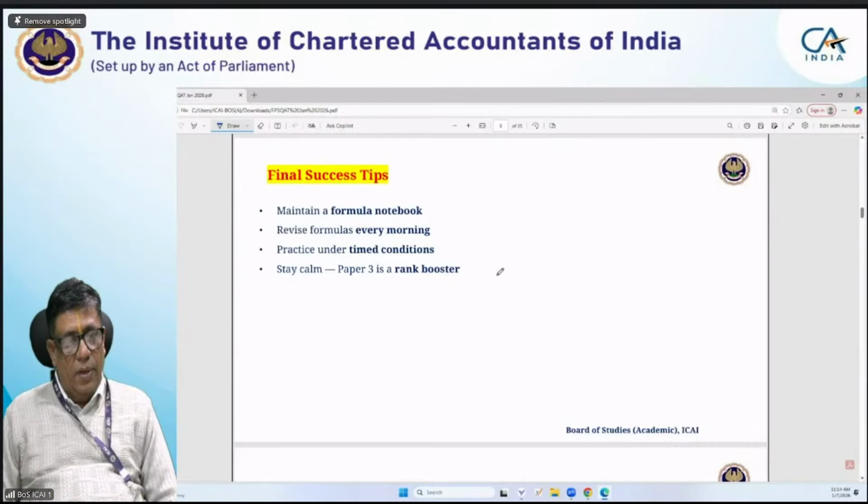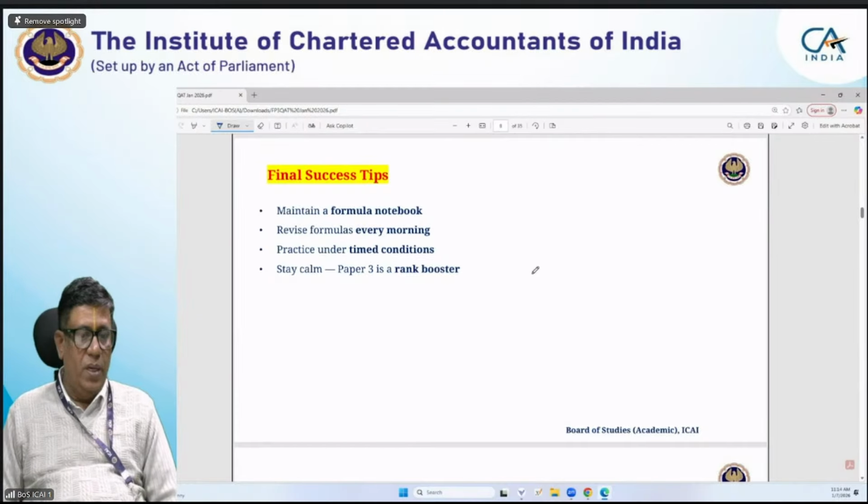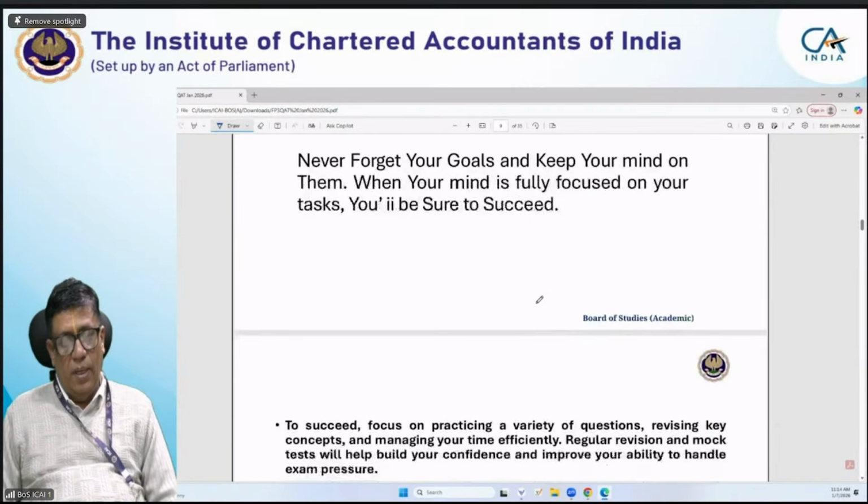The final success tips are: maintain a formula notebook, revise formulas every morning, practice under timed conditions, stay calm. Paper 3 is a good paper actually. And next, never forget your goals and keep your mind on them.